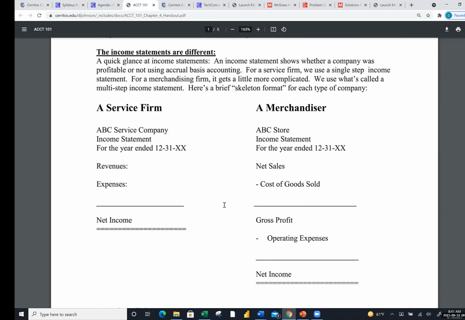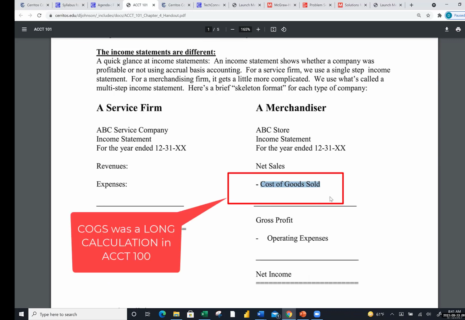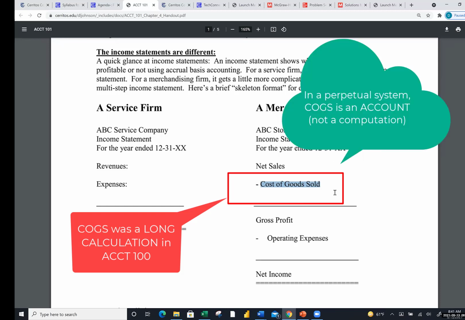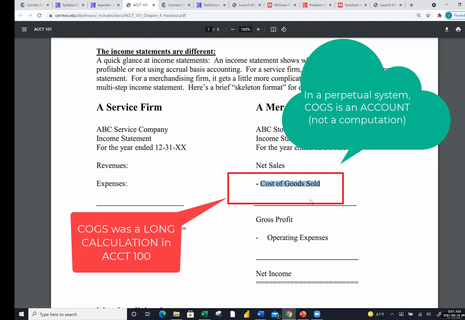The author introduces you to the service firm income statement that we've been studying now for a few chapters. And then he moves us over to a merchandiser's income statement. Here's the major difference from Accounting 100. Cost of goods sold now, you won't see a 10-line calculation. It's an actual account that we'll be debiting and crediting. So that income statement should actually be easier than the one that we learned in Accounting 100.